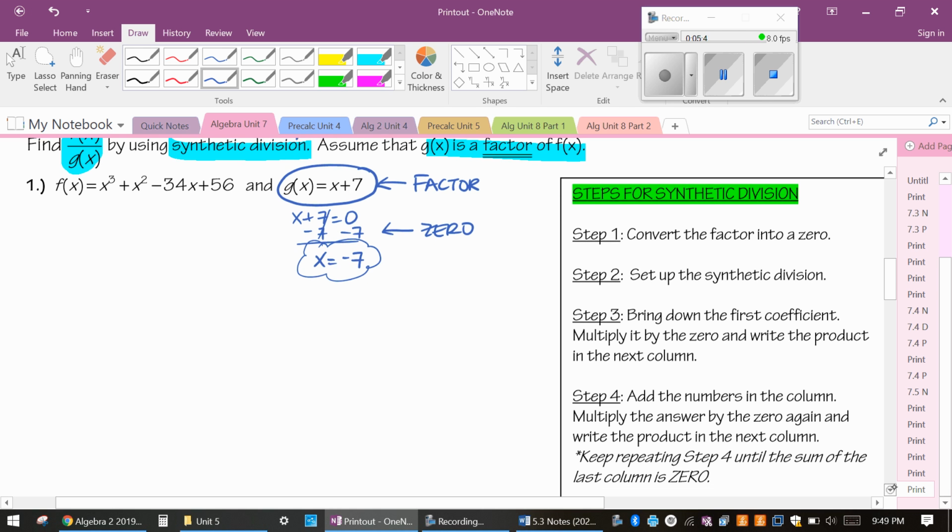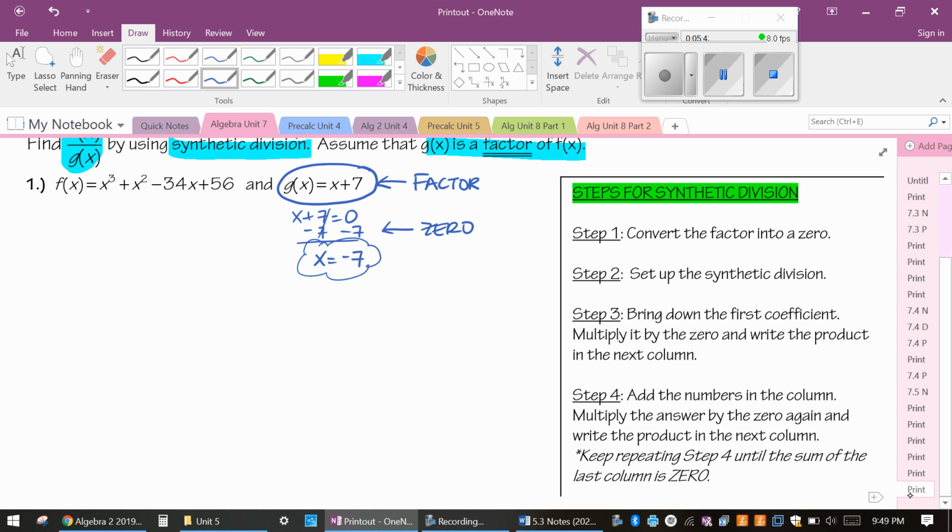All right, now the steps that I'm going to do are going to seem super weird the first time, but after you do it a few times, you'll get the hang of it. It's kind of a really weird way of dividing. I don't think you've ever done anything like this before. But I'm following these steps for synthetic division. Step 1 is to convert the factor into a 0. Done. Step 2, set up the synthetic division. Now, to do that, you need to first write down all the coefficients. So write yourself a little note. All the coefficients of your polynomial.